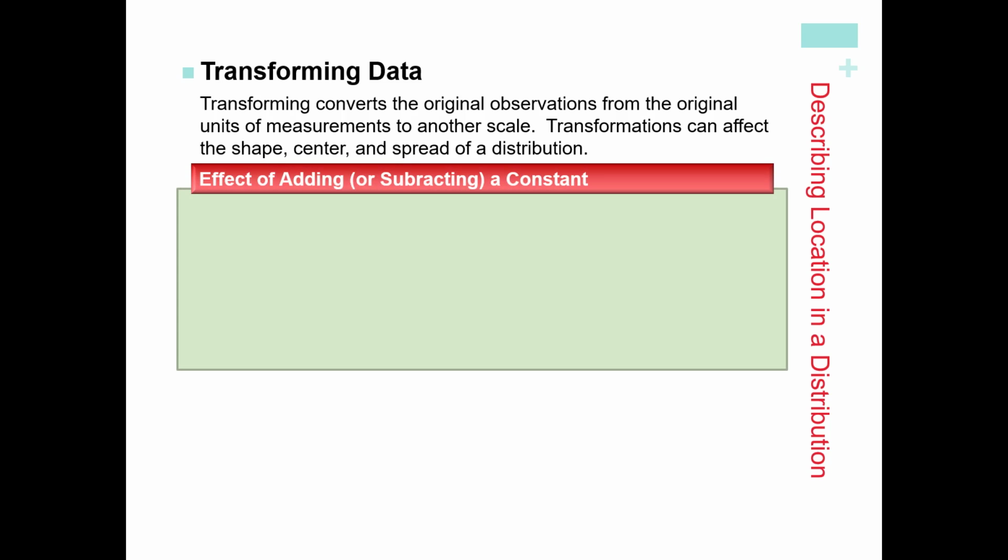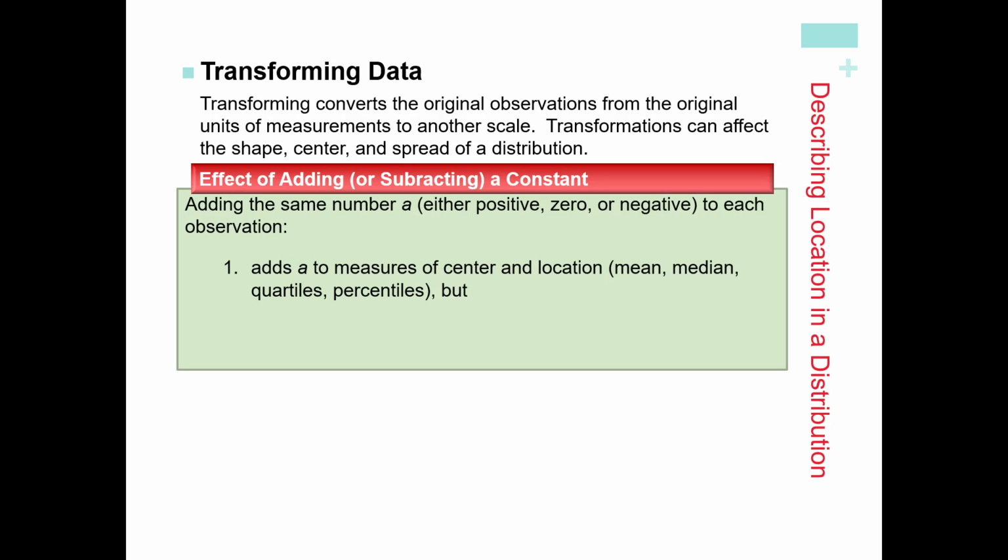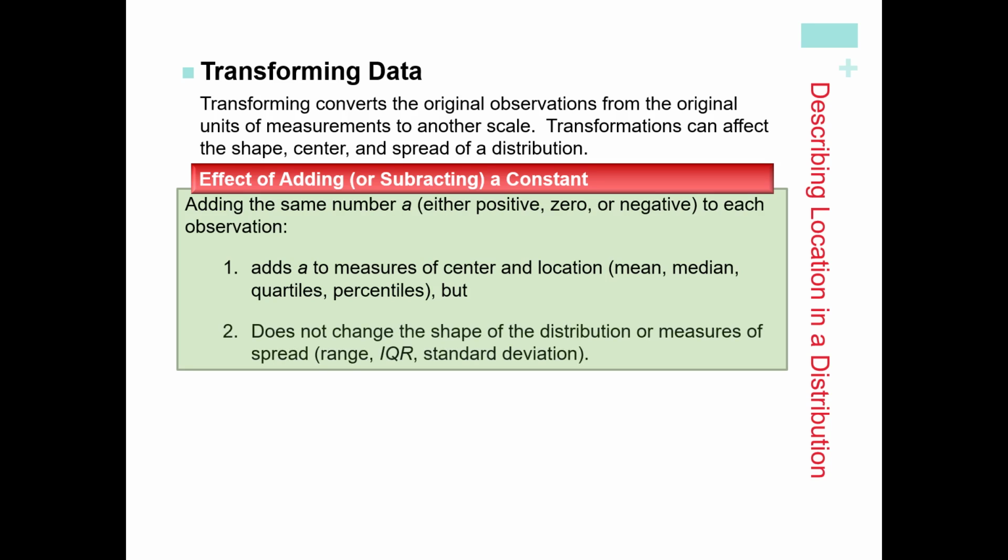So the first one we're going to look at is adding or subtracting a constant. This would be the case where you take all your test scores and you just add 5 points to them. As you might expect, adding the same number a, which could be either positive, 0, or negative, to each observation is going to add a to measures of center and location. So these would be things like the mean, the median, the quartile values, and the percentile values. But it would not change the shape of the distribution or the measures of spread.